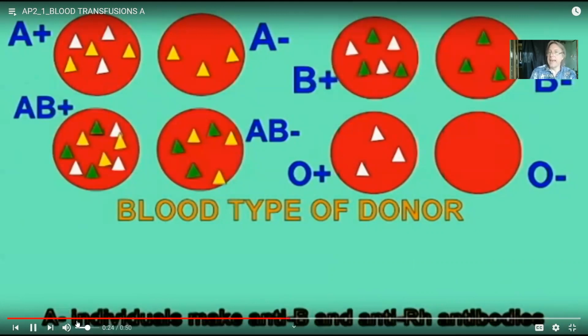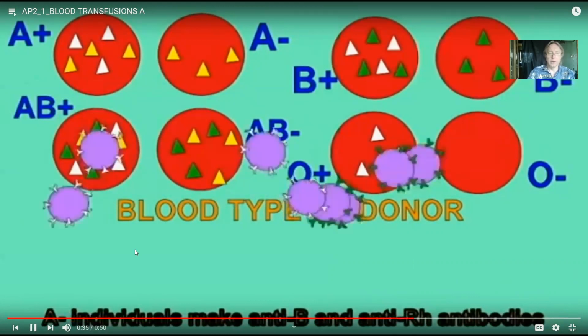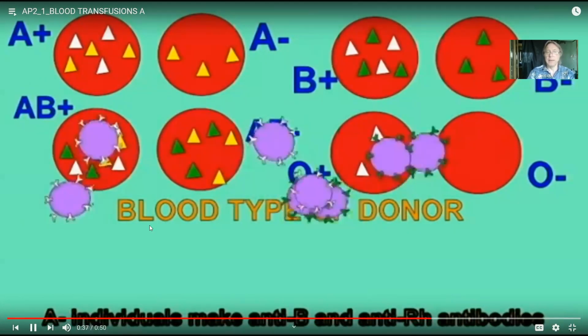If they are A negative, not only do they make anti-B antibodies, but they would also then make anti-Rh antibodies. So they don't make anti-A. If you're blood type A, you don't want to attack yourself. But an A negative recipient would make both anti-B antibodies here in green and anti-Rh antibodies in white.